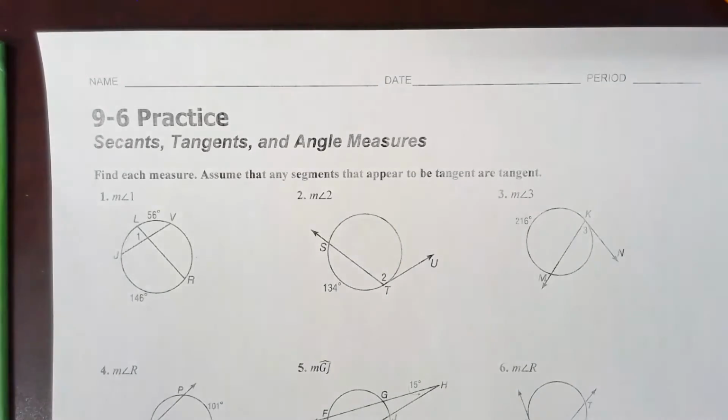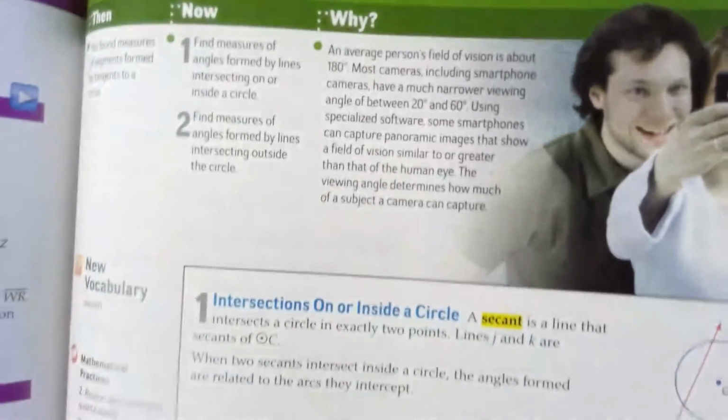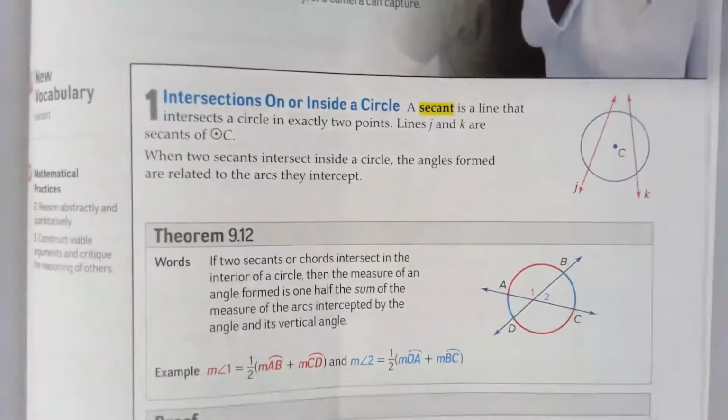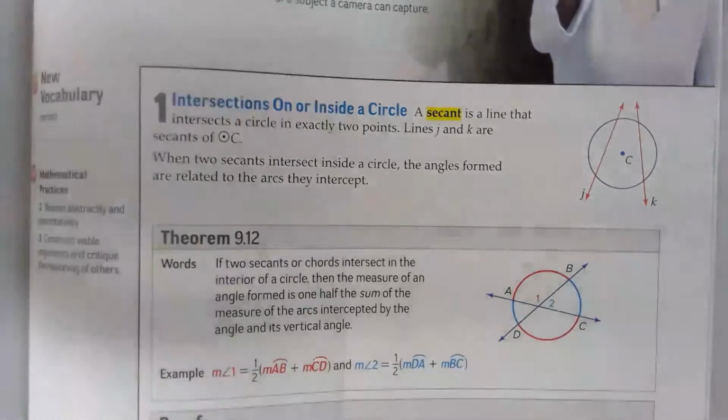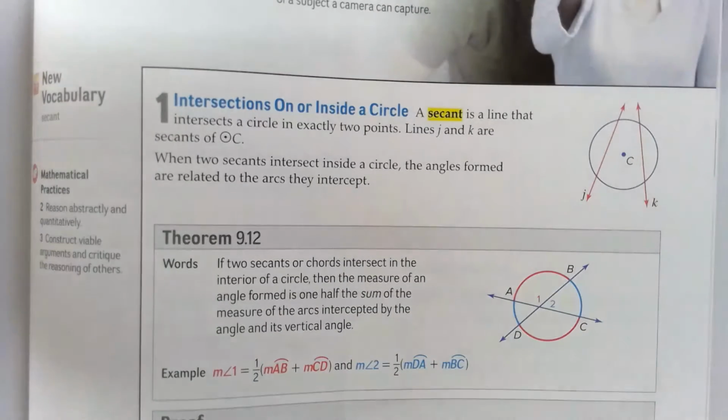The first theorem I want to show you is on page 687 in your textbook. Here it says if two secants or chords intersect in the interior of a circle, and secants are lines that intersect a circle in exactly 2 points, then the measure of an angle formed is 1/2 the sum of the measure of the arcs intercepted by the angle and its vertical angle.